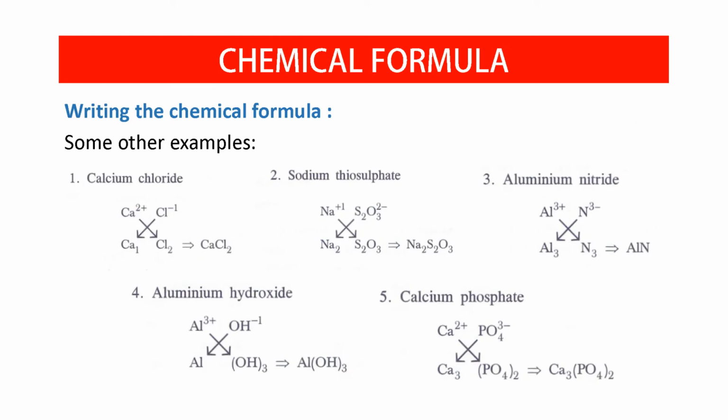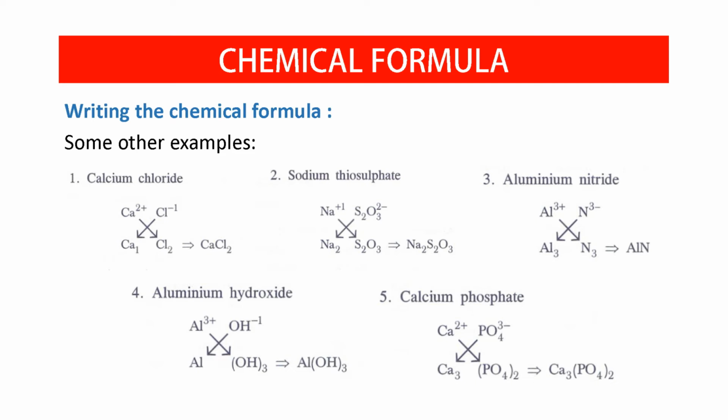Then the final step is taking the ratio of the charges, Ca2O2. So the 2s cancel, and the formula will be CaO. So what is CaO? CaO is calcium oxide, and the common name of calcium oxide is quicklime. Remember this, it is often asked by the name quicklime. So what is quicklime? Quicklime is nothing but calcium oxide, so the formula is CaO.